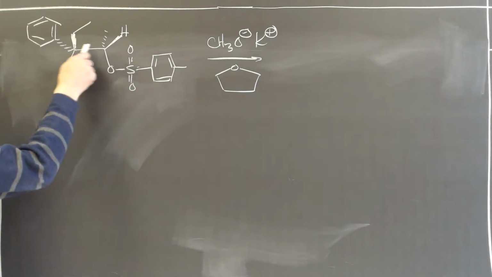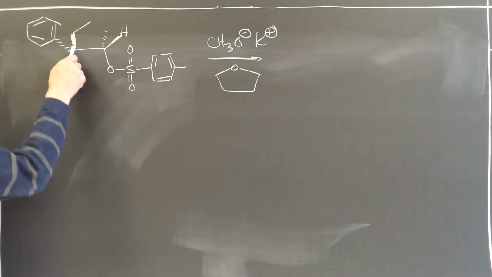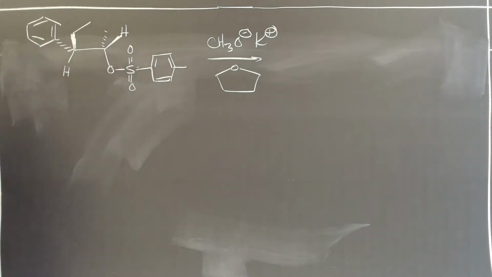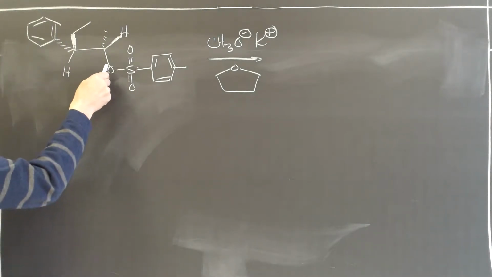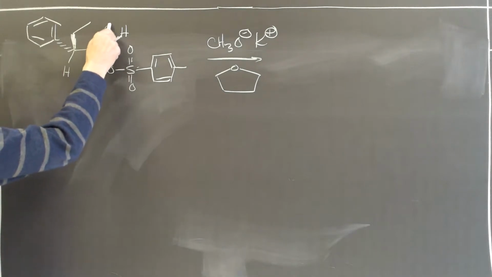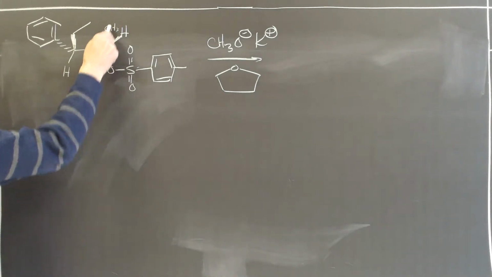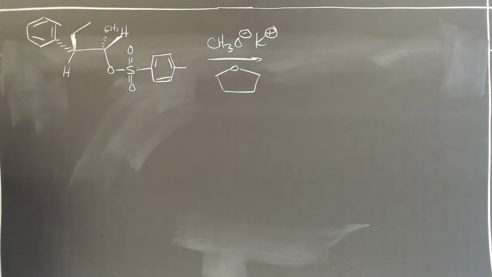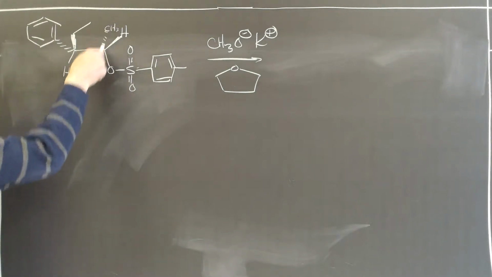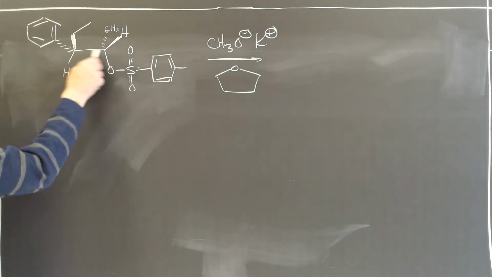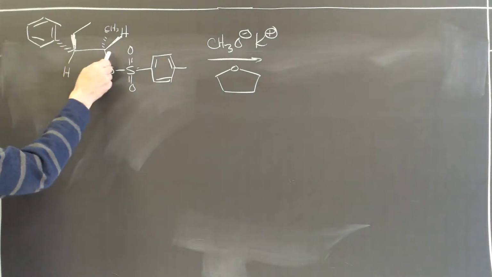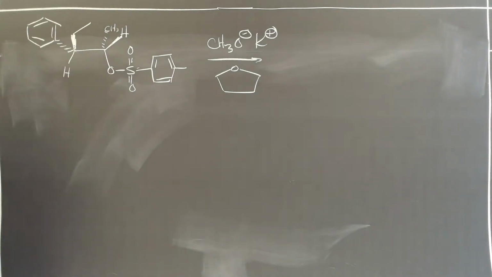So it's a secondary substrate, but there's a lot of beta branching. So there's a good bet that it's going to be E2, if that is a possibility. So where can we do E2? Well, remember this is a methyl group, so we could do E2 here. That would leave me a mono-substituted alkene. Or I can do an elimination here, which would give me a tri-substituted alkene.